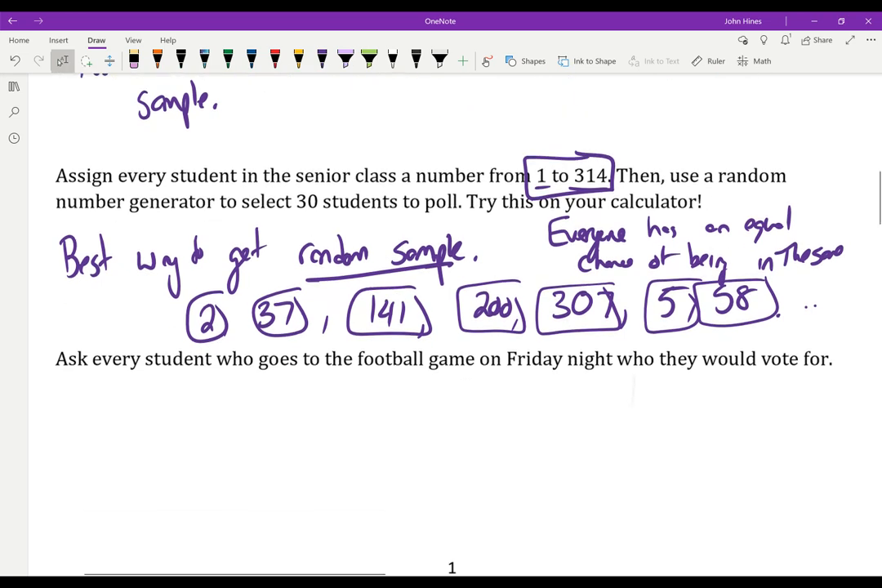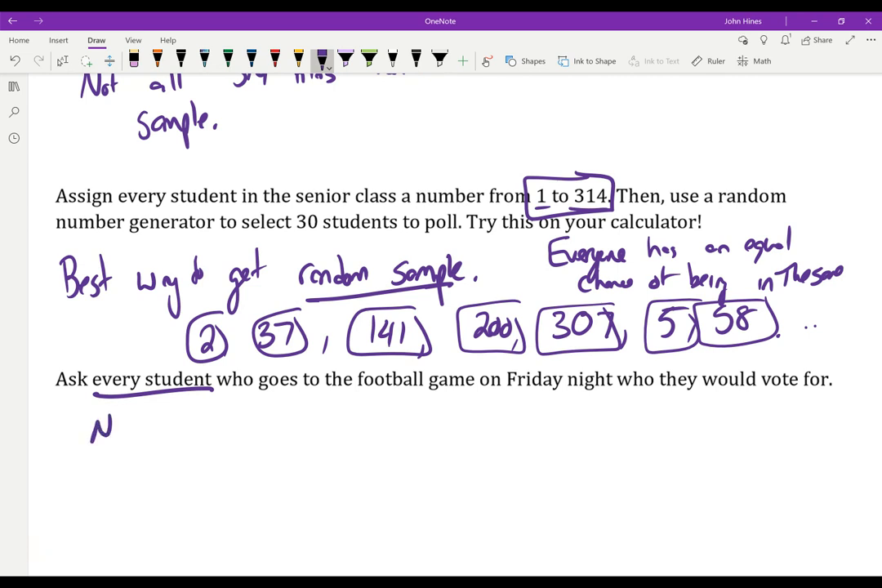I've got lots of issues with this. We're asking every student, but not all of them are seniors. Why are you asking freshmen who they're voting for senior class president when they don't have a say? So your sample has to actually be from your population. Your sample should only be from that population. You can't include other people from outside that population in your sample. That's not going to be representative.